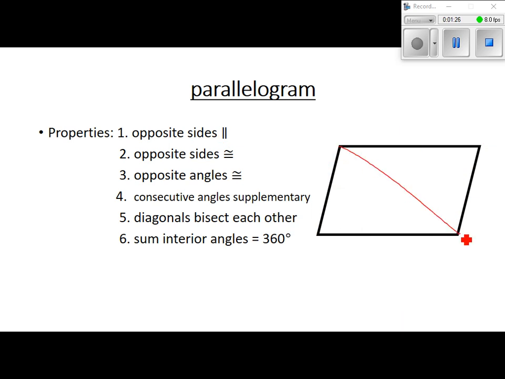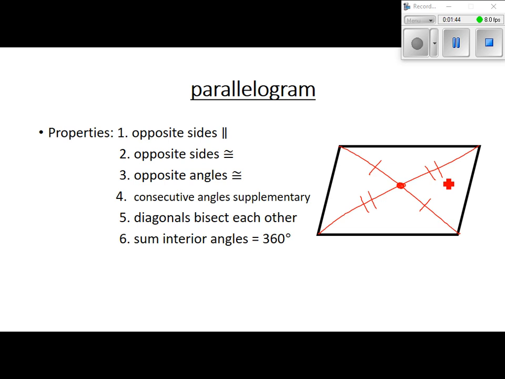We draw in the diagonals. Remember that the diagonals are not always congruent to each other. They're not always the same length, but we do know that this is the midpoint of both of them. And these two segments are congruent. These two segments are congruent.